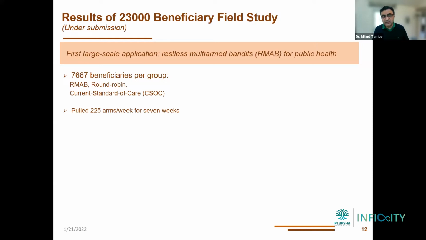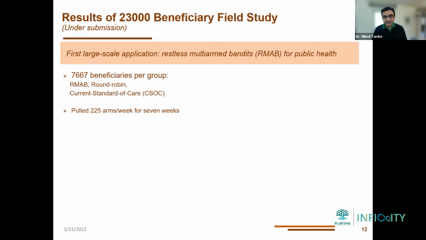That is, we called 225 mothers per week for 7 weeks. Which 225 out of the 700,667? In the RMAB case, in the restless bandit case, essentially we use the Whittle indices to determine the top 225. So top 225 Whittle indices.